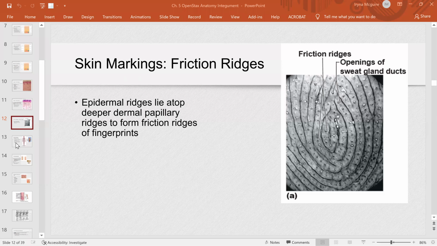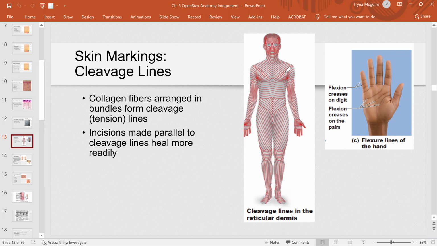Another mark that would be interesting to mention are cleavage lines. Collagen fibers in the dermis are arranged in bundles, and those bundles form cleavage lines or tension lines. So if you look at this guy over here, you see those cleavage lines have a different pattern if you compare abdomen or your arms or forearms. And it has some significance because incisions made parallel to cleavage lines heal more rapidly.